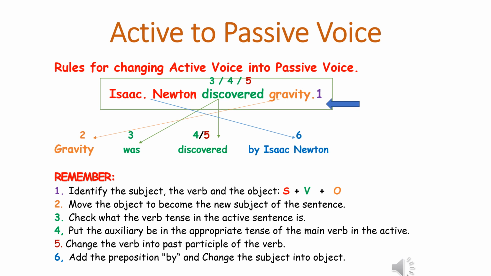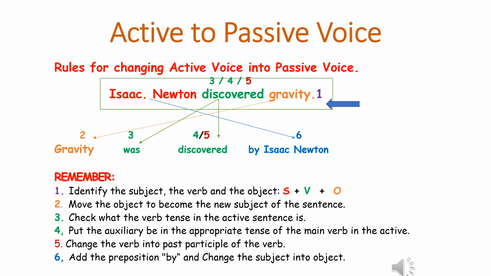Step number 5, change the verb into the past participle of the verb. Here, discovered remains discovered because it is a regular verb. If it is an irregular verb, you have to put the past participle, which is the third form of the irregular verb in the irregular verb list.